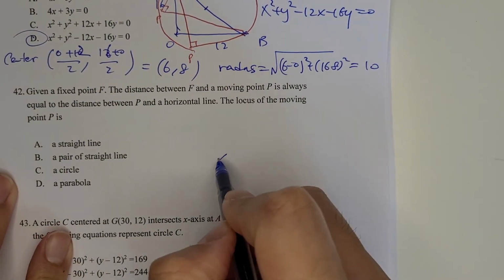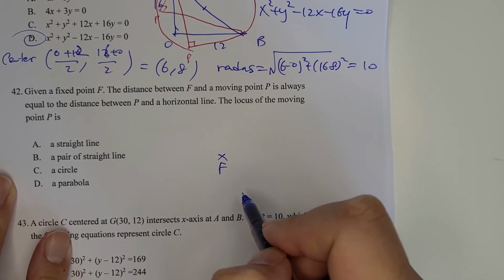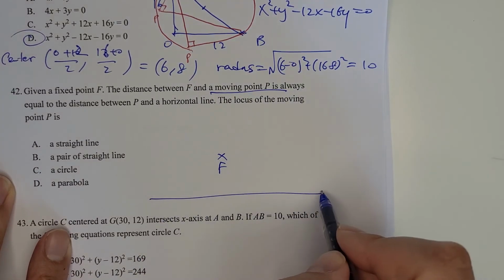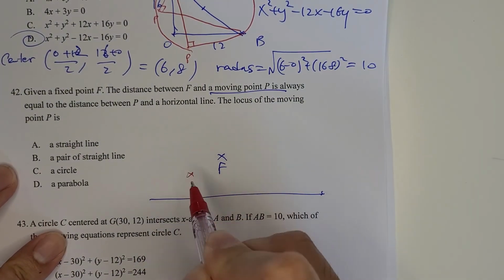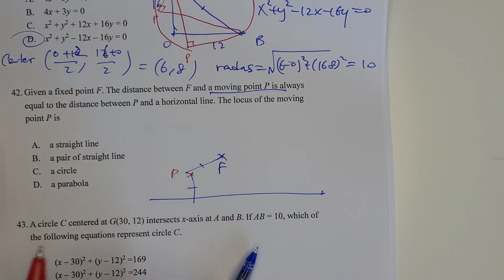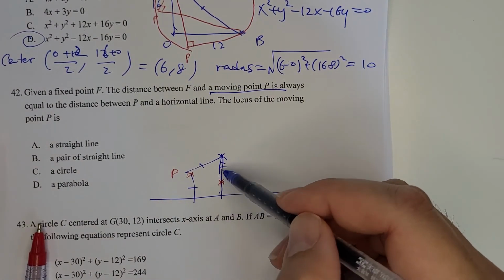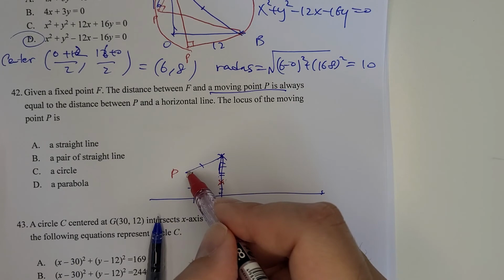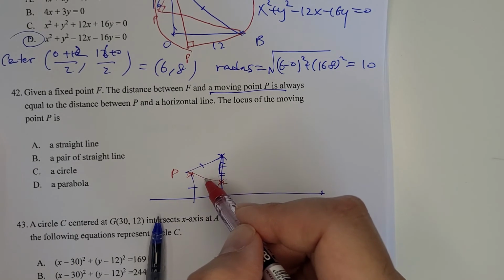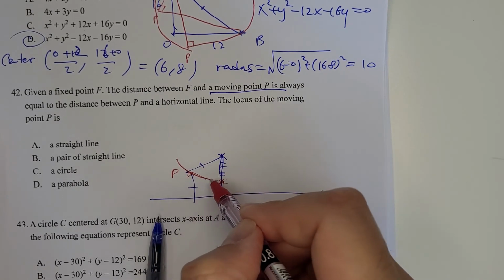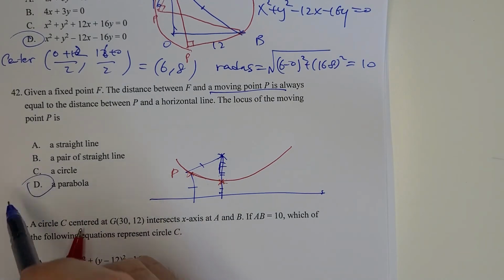Given a fixed point F, the distance between F and the moving point P is always equal to the distance between the moving point P to the horizontal line. So that means you want to keep these two distances the same. And you will see point P must move to the midpoint of F and the horizontal line. So it could not be a straight line, because if it is a straight line, then this point must be the same as this one, which does not make sense. So it must be a curved line. And the answer would be D. D for dog.